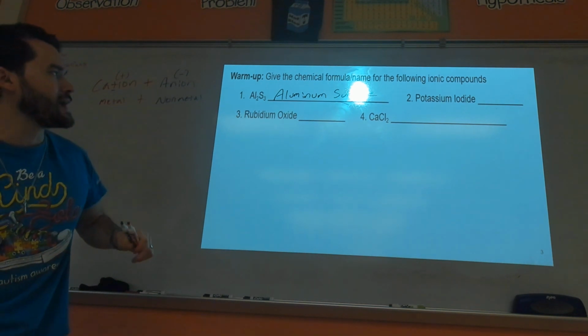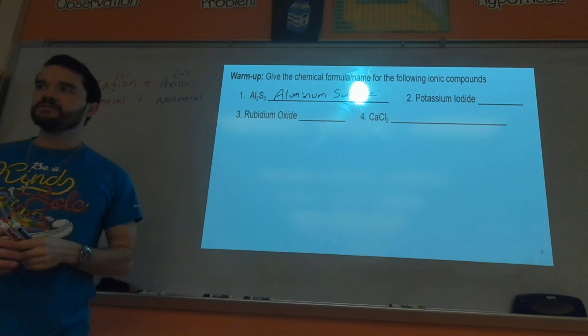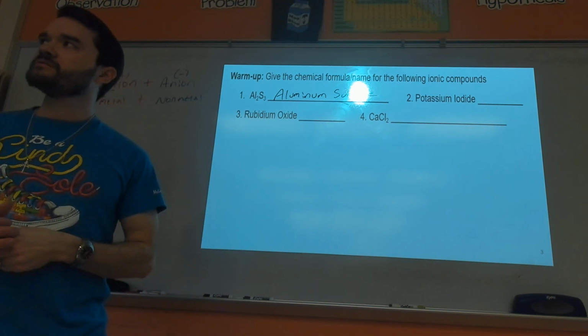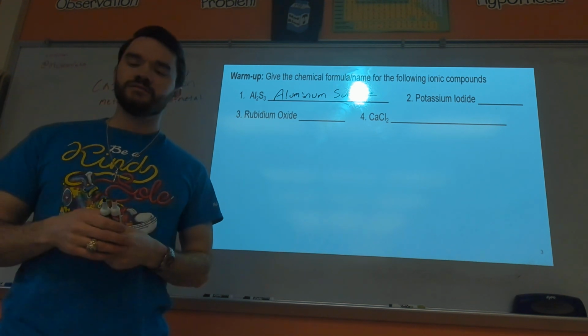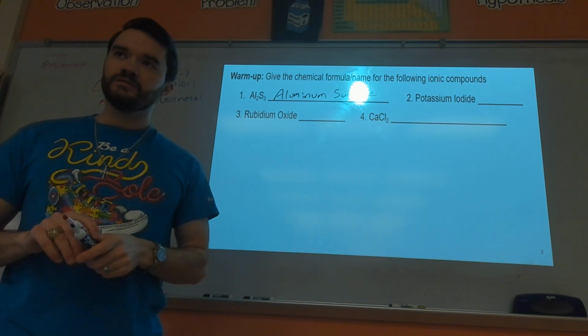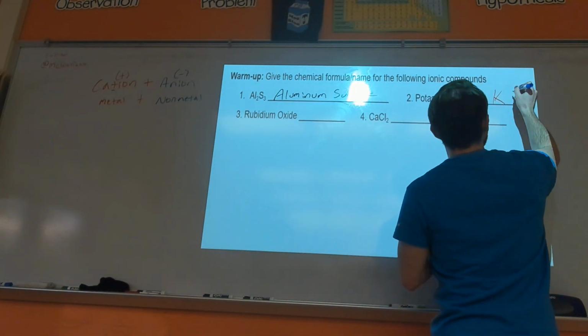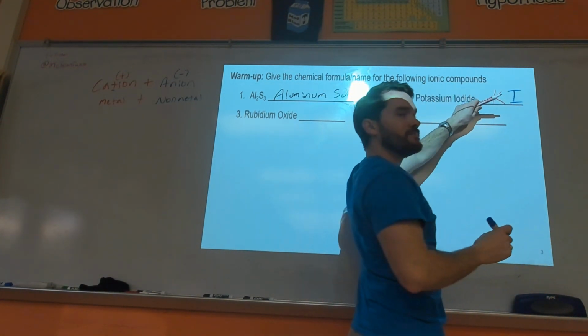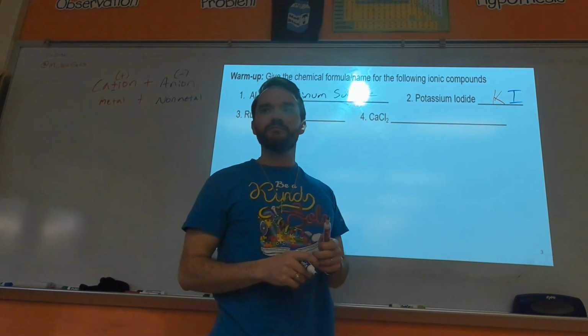So then, if we do the other way, we go to number 2. How would you write the chemical formula? So kind of like this, but for potassium iodide. What do we think? K I, yeah. So K, I'm writing it in red because K is the cation, it's the metal. I am writing in blue because it's the anion, it's the nonmetal.